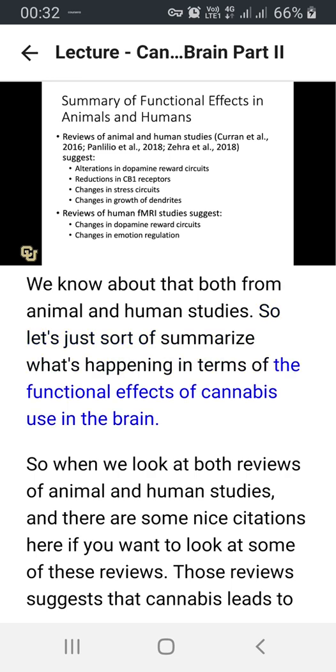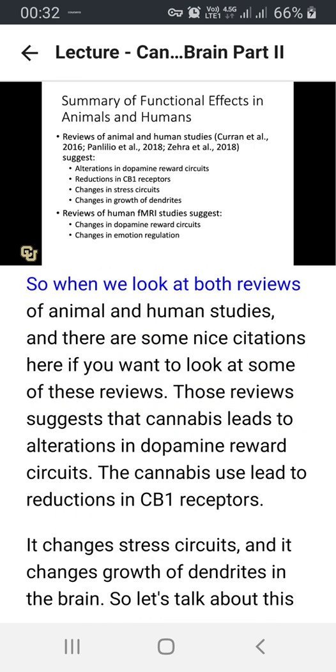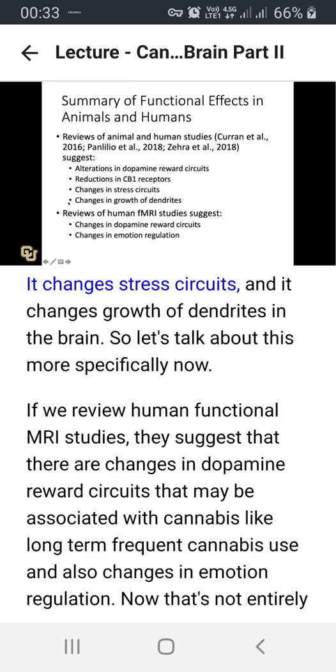So let's just summarize what's happening in terms of the functional effects of cannabis use in the brain. When we look at both reviews of animal and human studies, and there are some nice citations here if you want to look at some of these reviews, those reviews suggest that cannabis leads to alterations in dopamine reward circuits, that cannabis use leads to reductions in CB1 receptors, and it changes stress circuits, and it changes the growth of dendrites in the brain. So let's talk about this more specifically now.